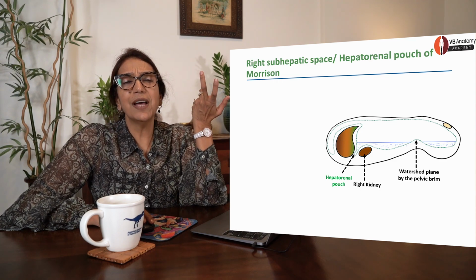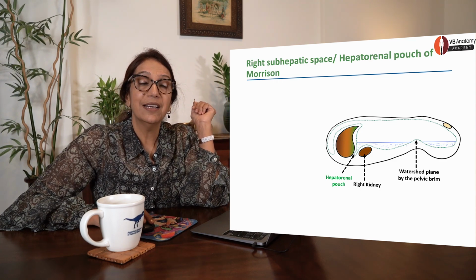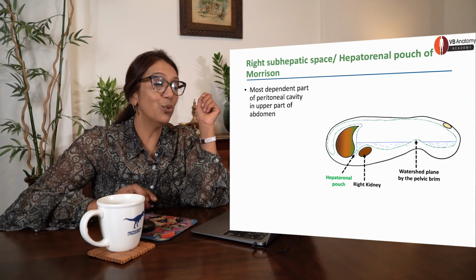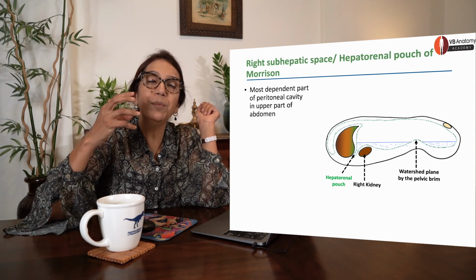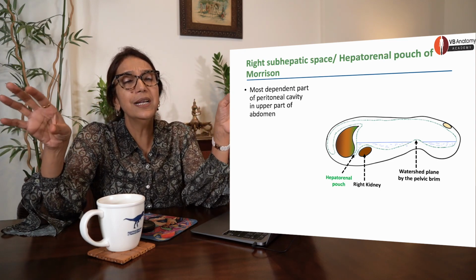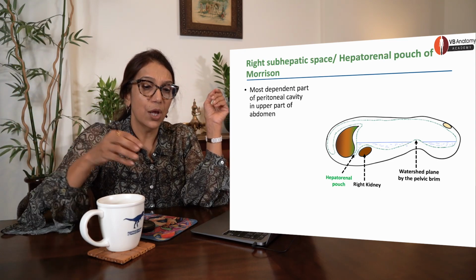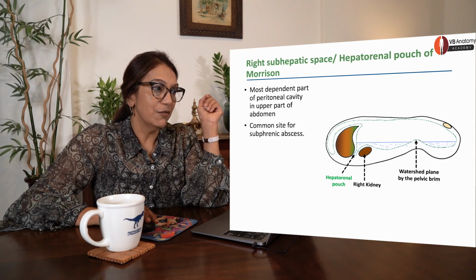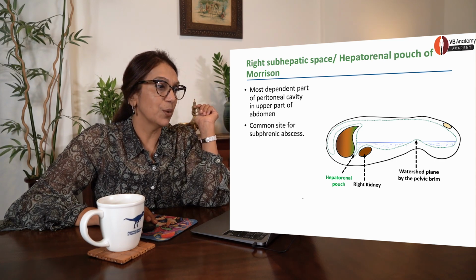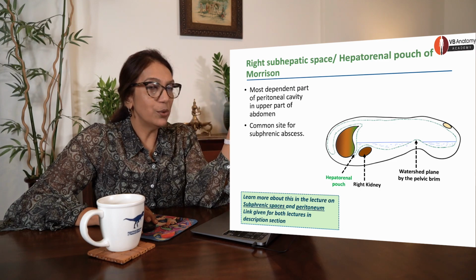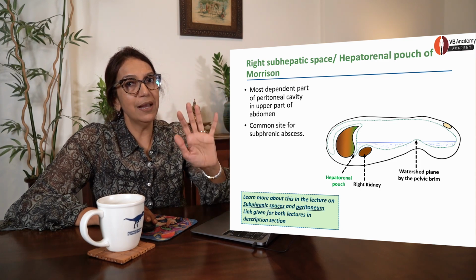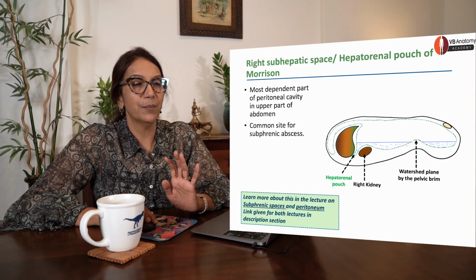Ma'am, why are we learning all this? Now imagine that the patient is lying down. Okay, this becomes the most dependent part of his abdominal cavity. And all the liver secretions or any abdominal secretions, abscesses, all of these collect here, which becomes a very common site for subphrenic abscess. Okay. So learn more about this in the lecture on subphrenic spaces and peritoneum. Okay, I will leave it at that and we will go on.